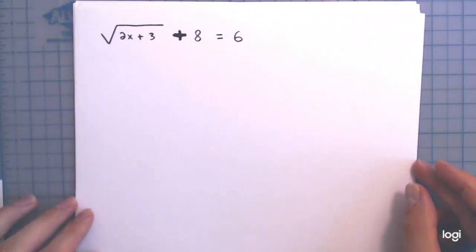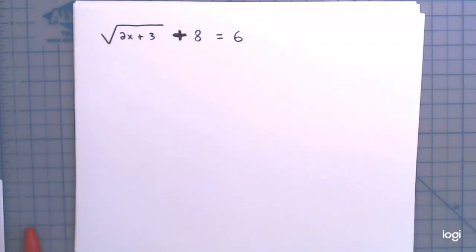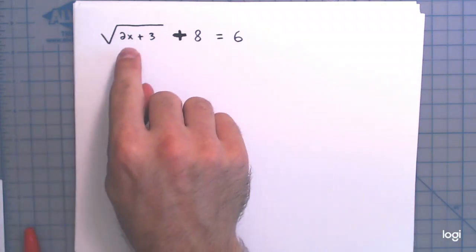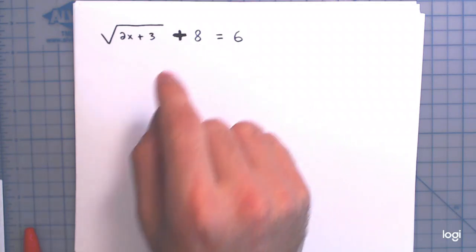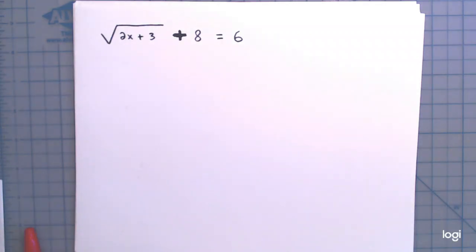All right, so here we go again. I have the next example, the square root of 2x plus 3, and then, sorry about this thick plus sign, plus 8 equals 6. Let's see what happens again here, following the same steps every time.